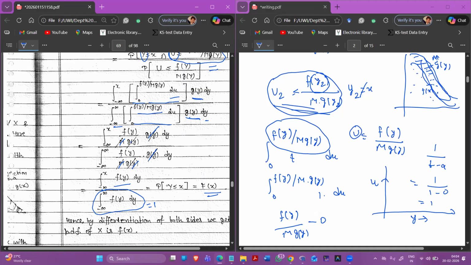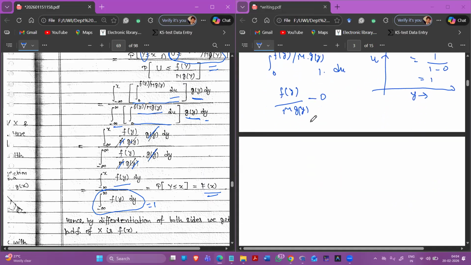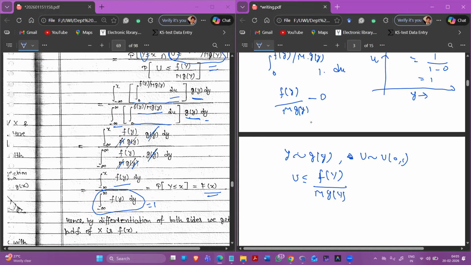So when you generate random values y from g(y), and then u from the uniform distribution between 0 and 1, you compare them with this condition: u should be less than or equal to f(y) divided by m g(y). If this condition holds, then x is equal to y, and x follows f(x). So that is your acceptance-rejection method.